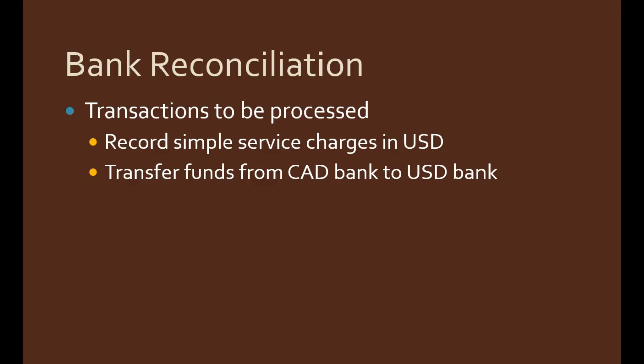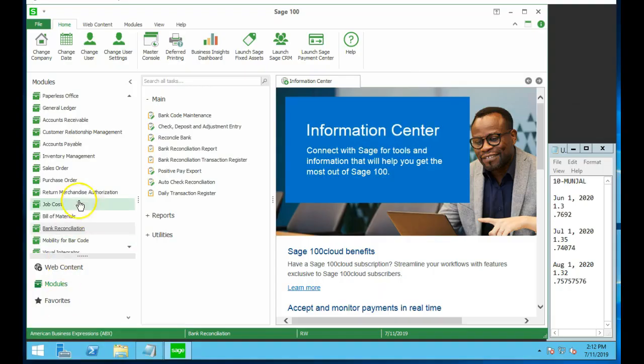It's time for bank transactions. We're going to process two types of bank transactions. Simple transactions that normally go through the bank rec module, for example, service charges. And then we will review how to transfer funds between bank codes that are in different currencies. So let's go to Bank Rec, Main, Reconcile Bank.